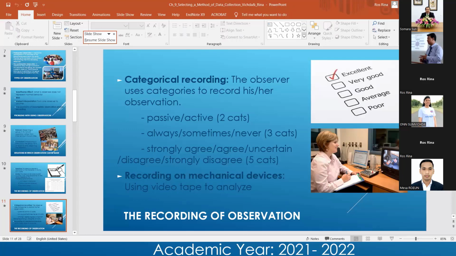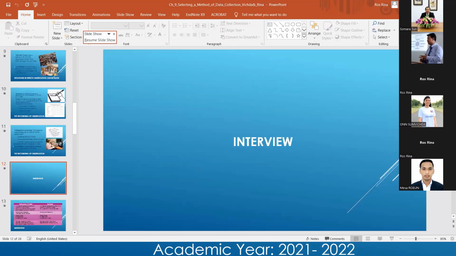And recording on a mechanical device: we use video tape to analyze. So with recording on a mechanical device, we use a machine or a tape to analyze this point, like I put in the picture here. For my pointer, please move more this way.